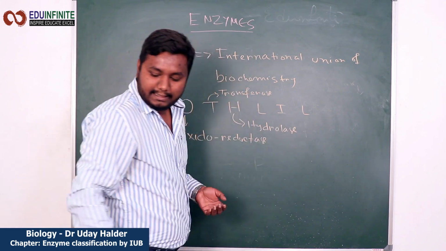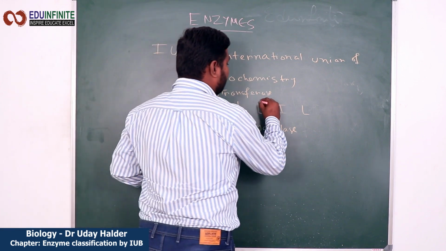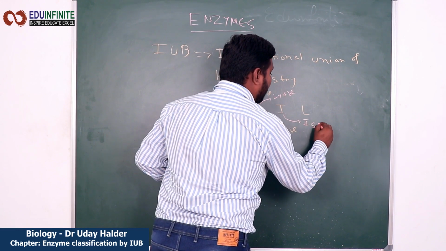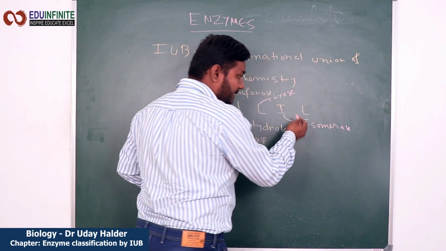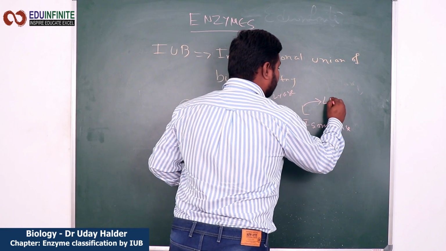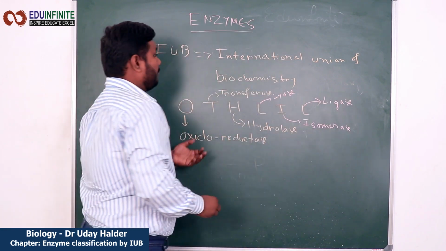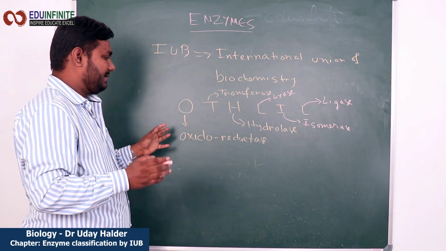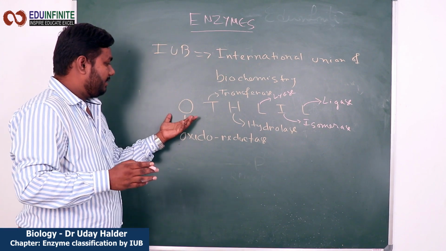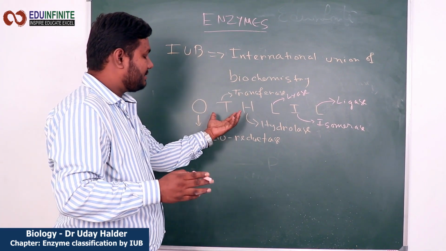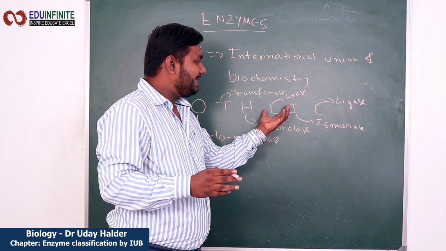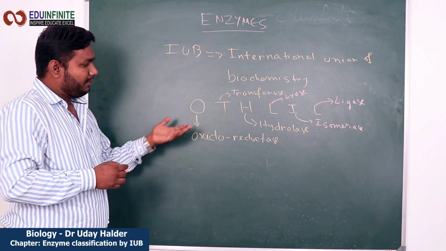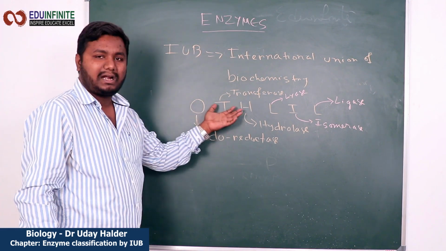hydrolase. L stands for lyase. I stands for isomerase. And there is another L that is for ligase. So, all the enzymes you find are divided into 6 groups or classes: oxidoreductase, transferase, hydrolase, lyase, isomerase, and ligase. 6 classes. And you can easily remember the 6 classes by using this word OTHLIL.